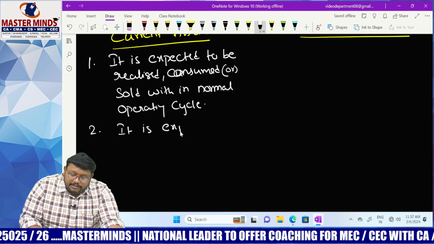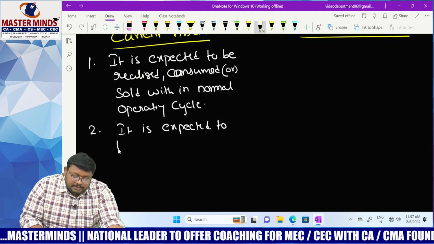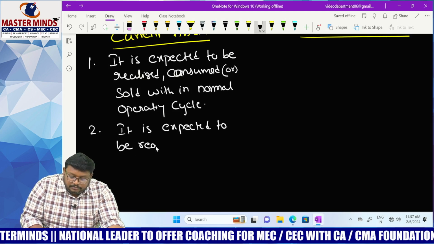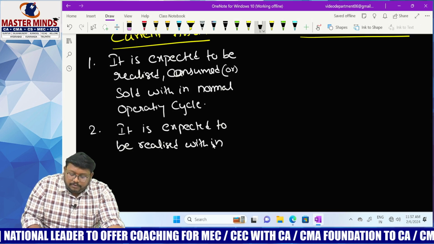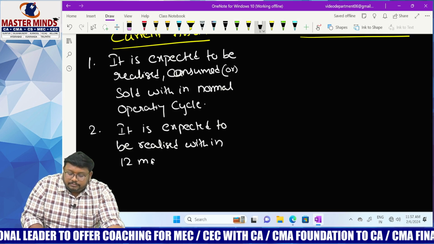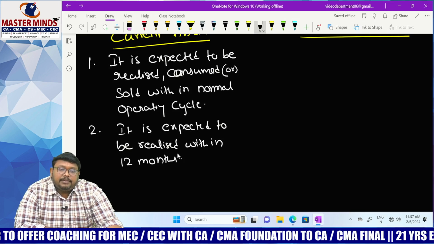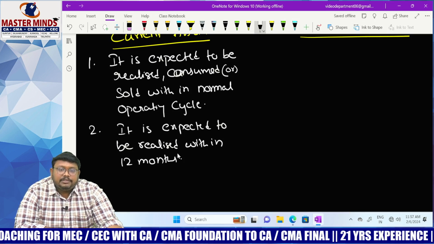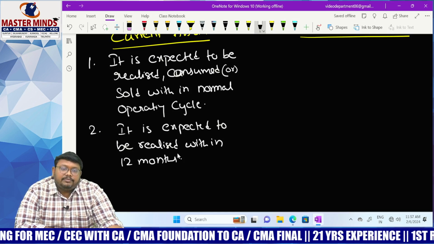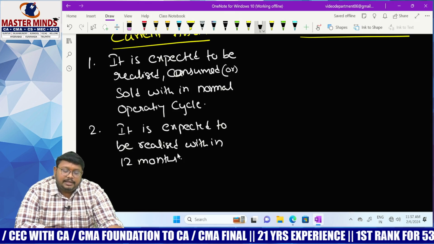It is expected to be realized within 12 months. That means you can realize this into cash within 1 year. Within 12 months, you are converting that material into cash. So such kind of assets, we call them current assets.